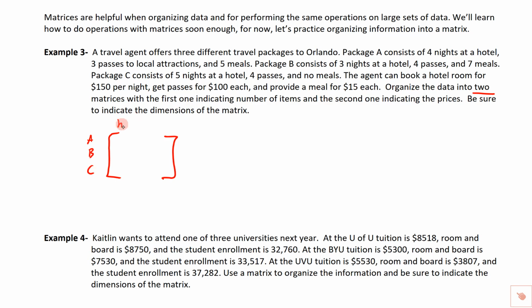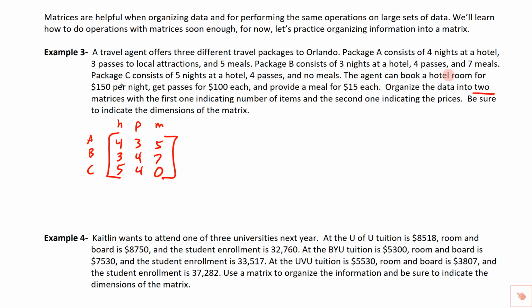Then we're going to do the hotels, the passes, and the meals like this. So for package A, it's going to be 4 nights of hotel, 3 passes, and 5 meals. For package B, it's going to be 3 nights, 4 passes, and 7 meals. And then for package C, it's going to be 5 nights, 4 passes, and no meals. So 0 right there.